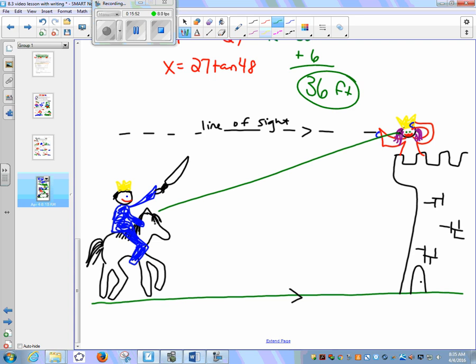Okay. Now, here's the thing about the angle of depression. This is the one that has a little twist to it. Because the angle of depression is from when she's looking straight ahead, how many degrees she has to look down. So where is the actual angle of depression? It's here. Okay? It's not here. It's here. So the angle of depression is only 12 degrees. Looking down.